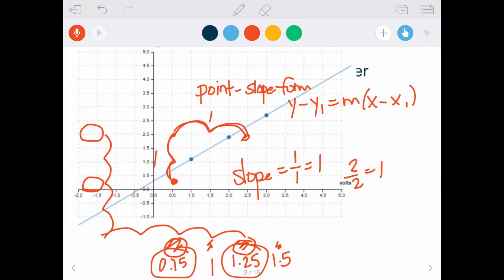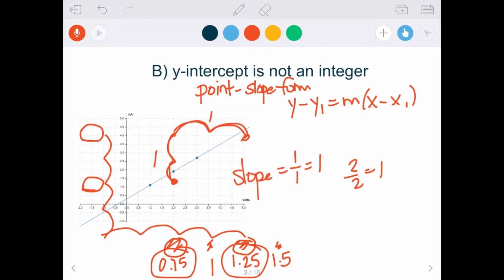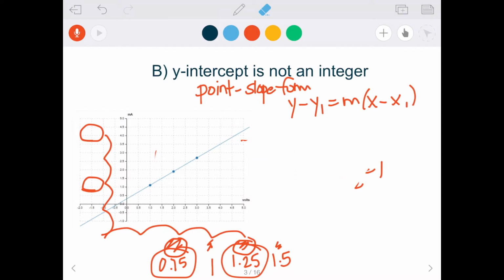Let me reduce this down. Let me erase all this stuff.